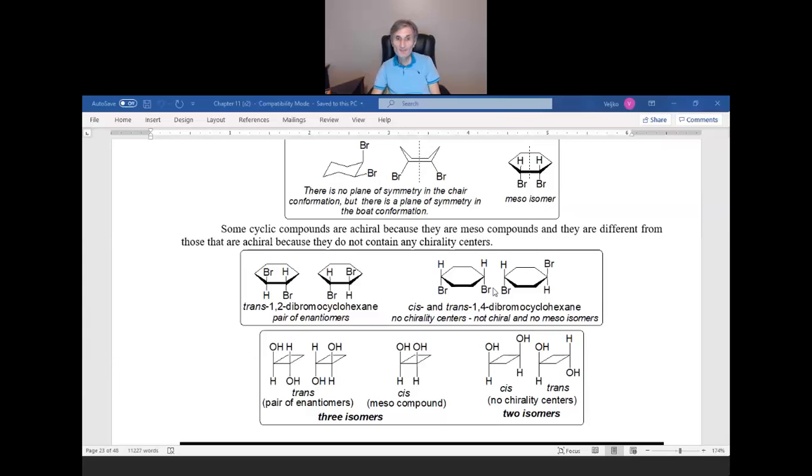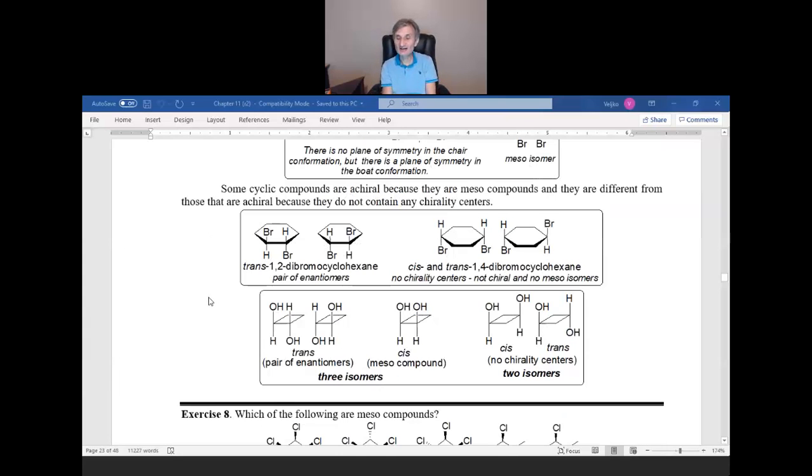So in cyclic compounds, if the substituents are identical, 2-bromo, 2-chloro, 2-hydroxy, then the trans pair is a pair of enantiomers, and the cis, if there is chirality, is a meso compound. And then the number of isomers is 1 fewer, so 3 instead of 4.